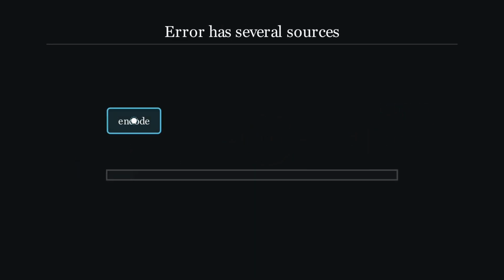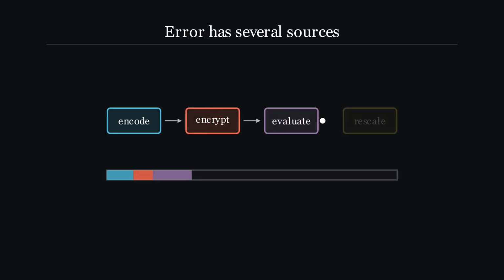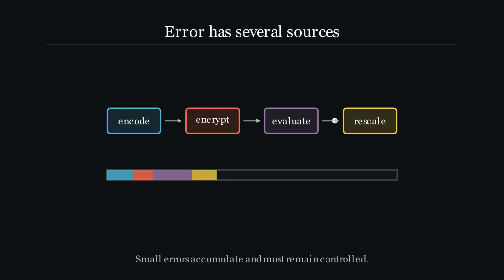Approximation error does not enter at only one point. Follow the white token through the complete path. Encoding rounds a scaled value into ring data. Encryption adds randomized noise required by security. Homomorphic evaluation changes both numerical values and ciphertext state.